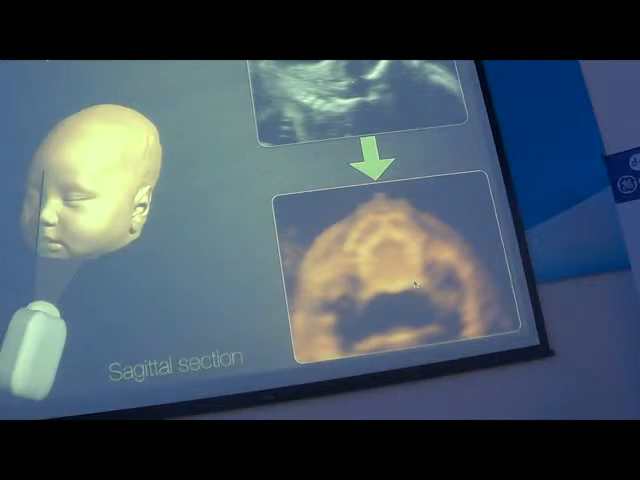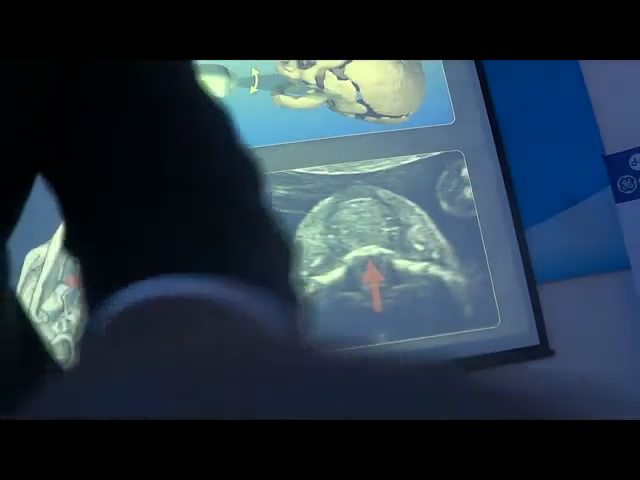But you will use this method only when you suspect something, because you will lose sometimes 10 or 15 minutes to obtain the baby in a correct position. So it's not a screening method. Sometimes it takes 15 to 20 minutes to capture the image of the hard palate.